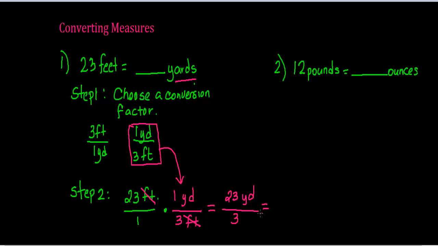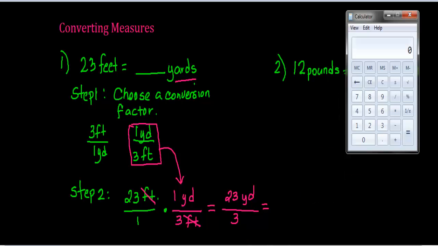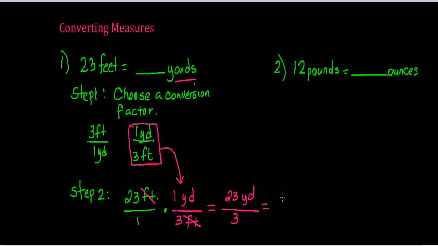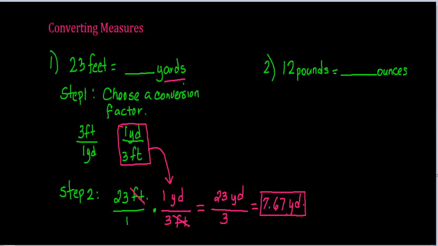The next thing I do is I take my calculator and I divide 23 by 3. So let's get our calculator. Here it is. 23 divided by 3, and that equals 7.67 yards. Okay? I've rounded off to the nearest hundredth. And this is your answer. And that's it. Let's do the second example that I have written here for you.